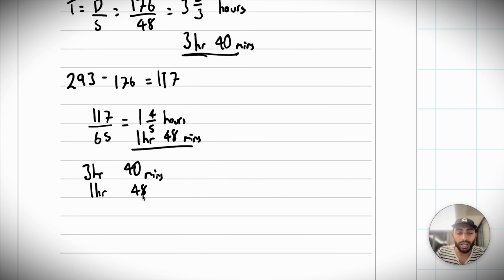40 plus 48 is 88, but it's going to be 1 hour and 28 minutes. So 1 hour and 28 minutes. There we have 1 hour plus 3 hours, 4 hours, 5 hours. So in total, Charlie's traveling 5 hours and 28 minutes.